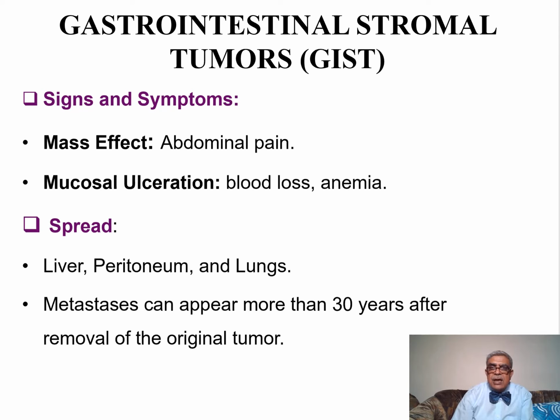Now, signs and symptoms: due to the effect of the mass, if the tumor is large, there can be abdominal pain. Due to blood loss, there is anemia, and blood loss takes place when there is ulceration of the overlying mucosa. The tumor can spread to liver, peritoneum, or lungs. Metastases may appear more than 30 years after the removal of the original tumor.